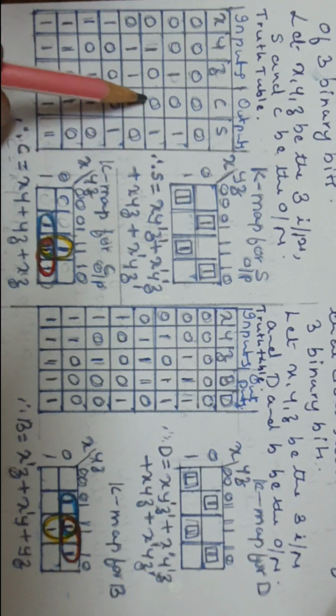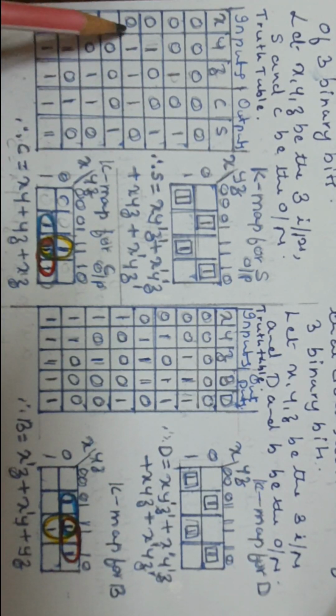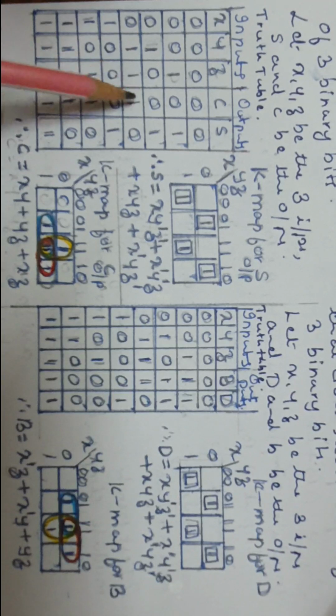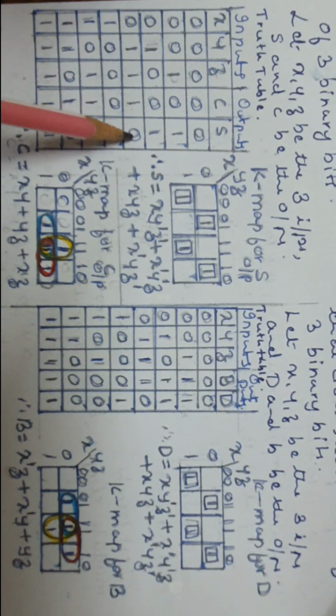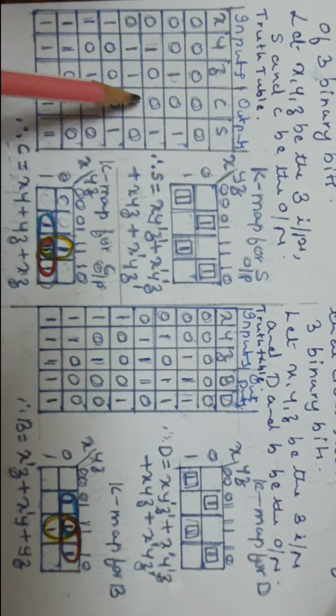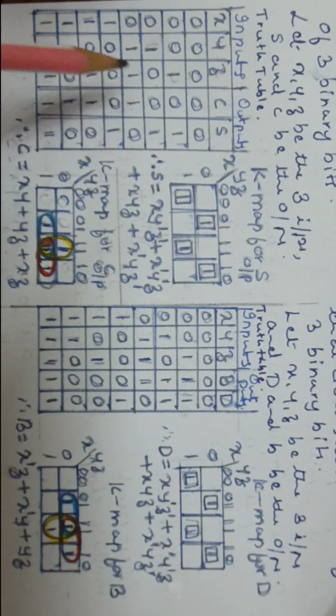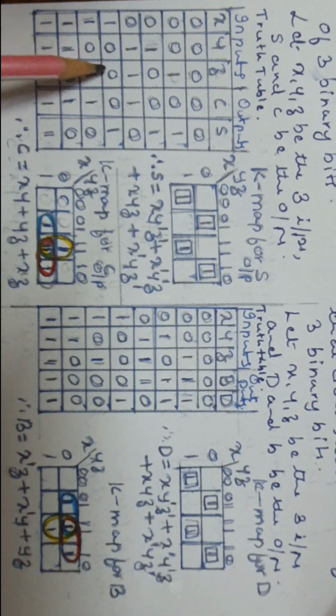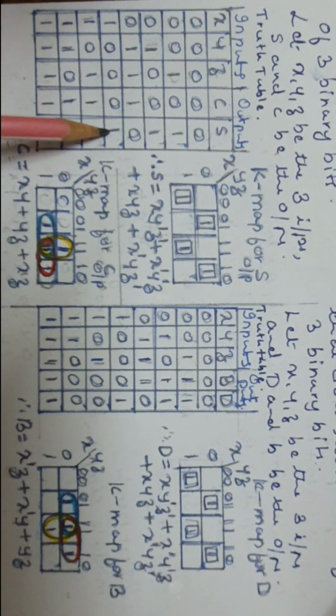Similarly here, S is 1, there is no carry. But when 0 plus 1 plus 1, it is 2. 2 in binary, it is 1, 0. Hence 0 is taken as S bit, carry bit, that is C is 1. Then next case, 1 plus 0 plus 0, that is 1. So 1 for S, 0 for carry. 1, 0, 1 when added, 1 plus 0 plus 1, that is 2. So 1, 0. 0 for sum bit S, 1 for carry bit C.